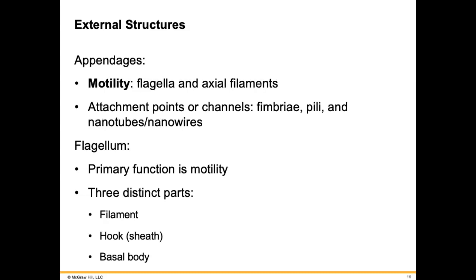So the first one we'll talk about is the different structures that allow for motility. And, you know, when we're discussing bacteria and their movement, we use the word motile or motility. So flagella and axial filaments allow for bacteria to be motile. Attachment points or channels, such as Fimbriae, Pili, and nanotubes or nanowires, also are types of appendages on bacteria. So the first one we'll talk about is flagella or flagellum.